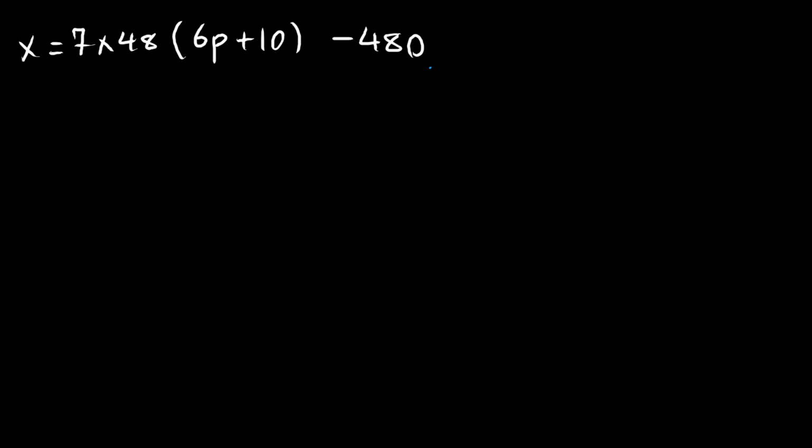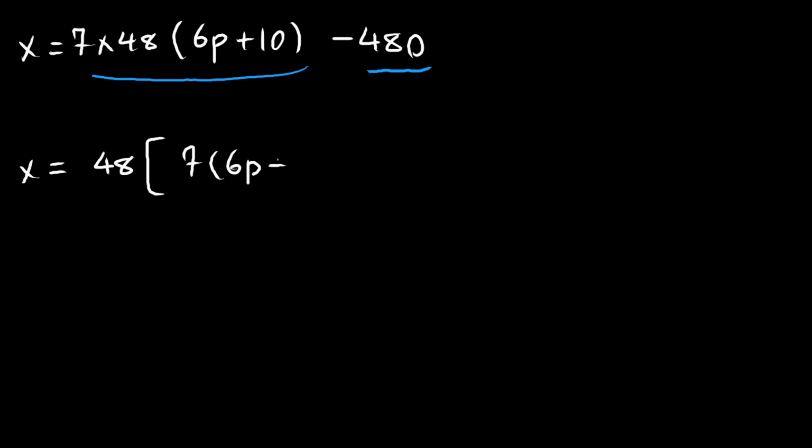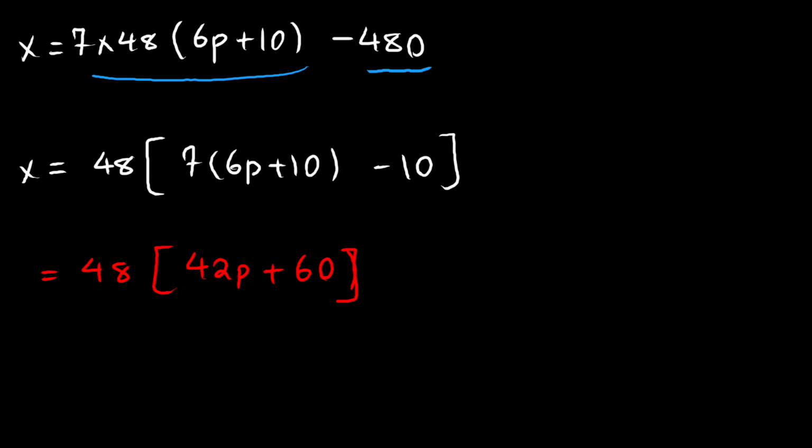Now notice that 480 and this term are both divisible by 48. So let's go ahead and pull out 48 to get 48 times 7 times 6p plus 10 and then minus 10, which simplifies to 48 times 42p and then plus 60. And now 42 and 60 are divisible by 6, so we can factor out a 6. And notice that 48 times 6 is 288.